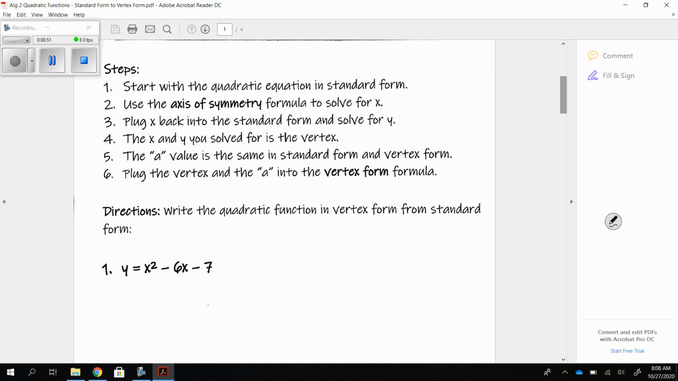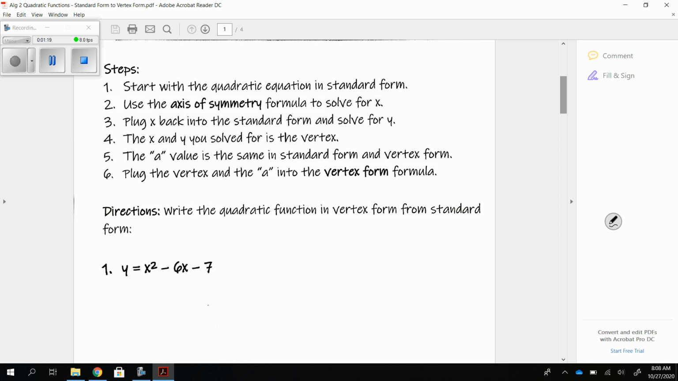It'll already be written like that. Use the axis of symmetry formula to solve for x. We're going to solve for x. Then we plug it back into the standard form equation, because think about it, they're all x. It's x squared plus bx plus c, stuff like that. So if we solve for x, we can solve the entire standard form equation to solve for y. Step four, the x and the y you solve for is the vertex.